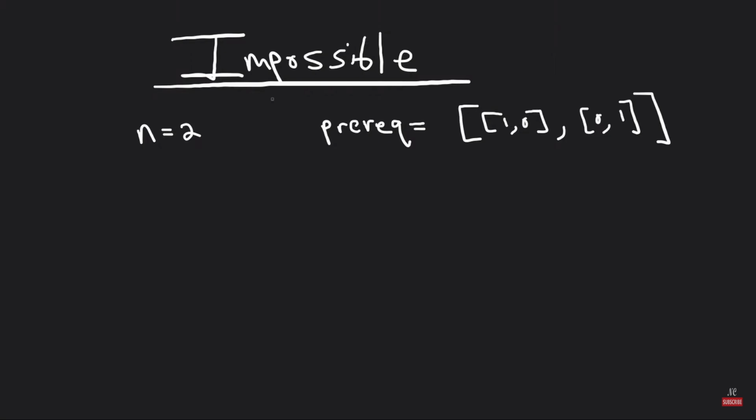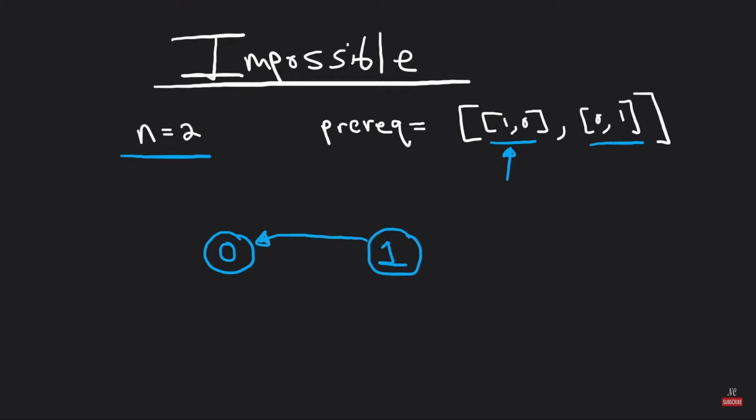So let's look at an example where it's actually impossible. We're given n equals 2. That means we have two courses, 0 and 1, and we're given two prerequisites, so 1, 0 and 0, 1. This one means that if we want to finish course 1, we have to first complete course 0. So 0 is a prerequisite. The second one means that if we want to finish course 0, we have to finish course 1 first. So 1 is a prerequisite of 0.